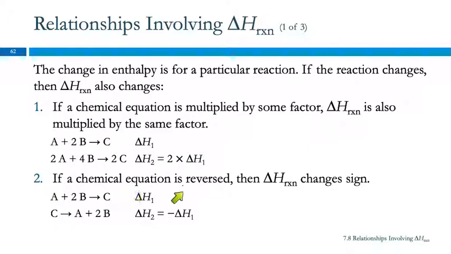If a chemical equation is reversed, then you change the sign on delta H. So in the forward reaction, this is delta H. If I run this backwards, delta H is the same value, but opposite in direction. This is the buying-selling business again, right? So it's the same number, I just change the sign.